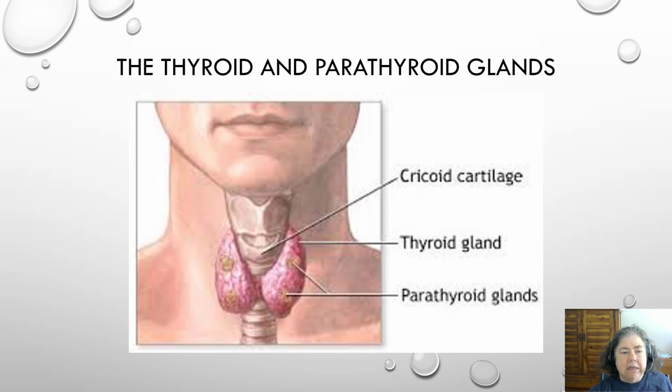The thyroid gland is a bilobed gland that sits in the anterior neck and partially surrounds the trachea. It's below the cricoid cartilage. It's somewhat mobile. If you look at this picture, it looks like it's attached to the trachea, but it's actually separate from the trachea and moves when we swallow. The parathyroid glands are immediately posterior to the thyroid gland. The picture shows them as being anterior.